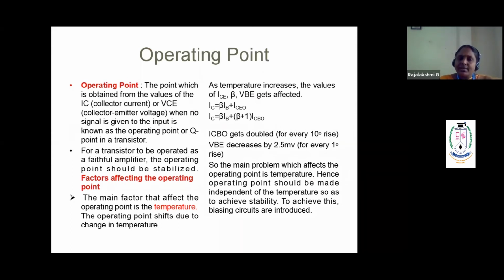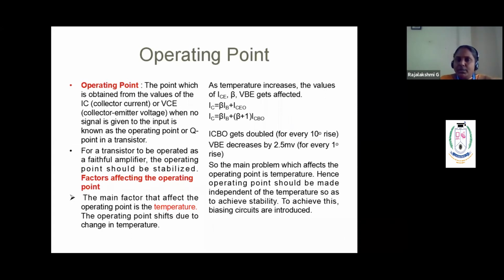So what are all the factors affecting the operating point? The main thing is temperature. Temperature is going to play a role in the operating point because it will disturb it. If the operating point is not proper, the amplification will also not be proper. So the problem behind this is the temperature. Why does the temperature rise? We know when you give the supply to any device, it could be a transistor or a diode, obviously the temperature is going to increase. It is temperature dependent only. So if the temperature rises, the electrons and holes will tend to move from one part to the other part. The mobility will increase.